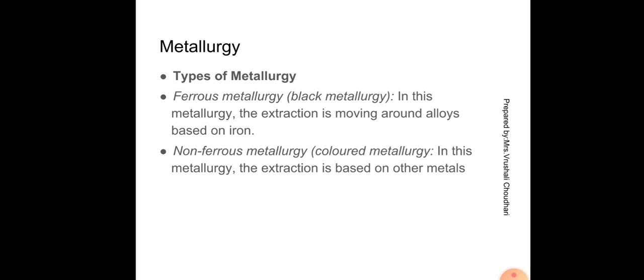There are two types of metallurgy. There are two types of extraction process. One is called ferrous metallurgy, in which iron metal or iron alloys are extracted from the ores. Another one is non-ferrous metallurgy, in which metals other than iron are extracted, like copper, aluminium, gold, silver. Extraction of these metals is called non-ferrous metallurgy.